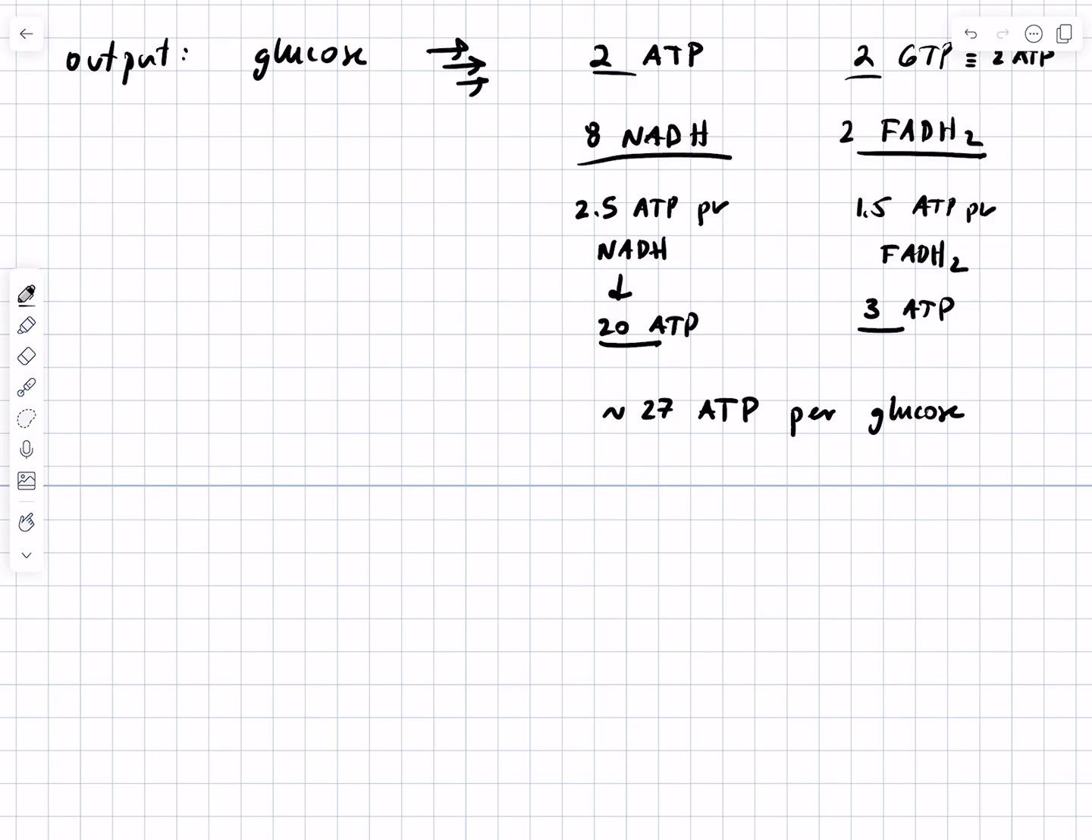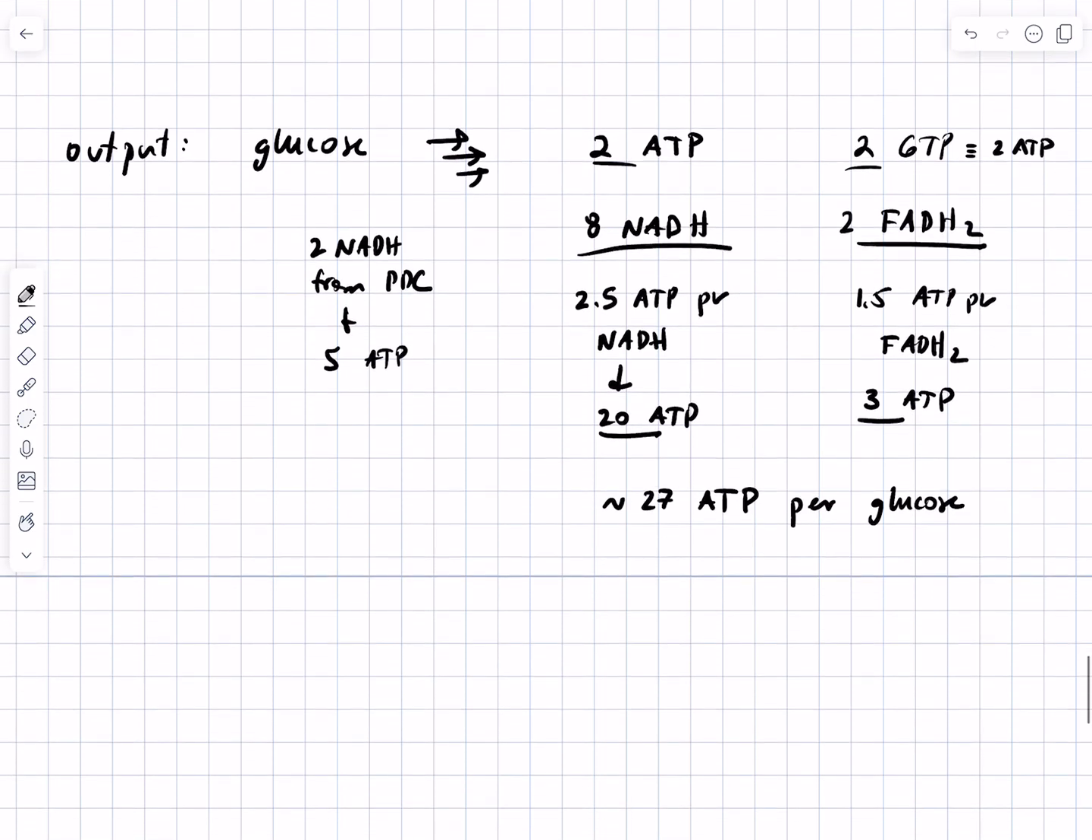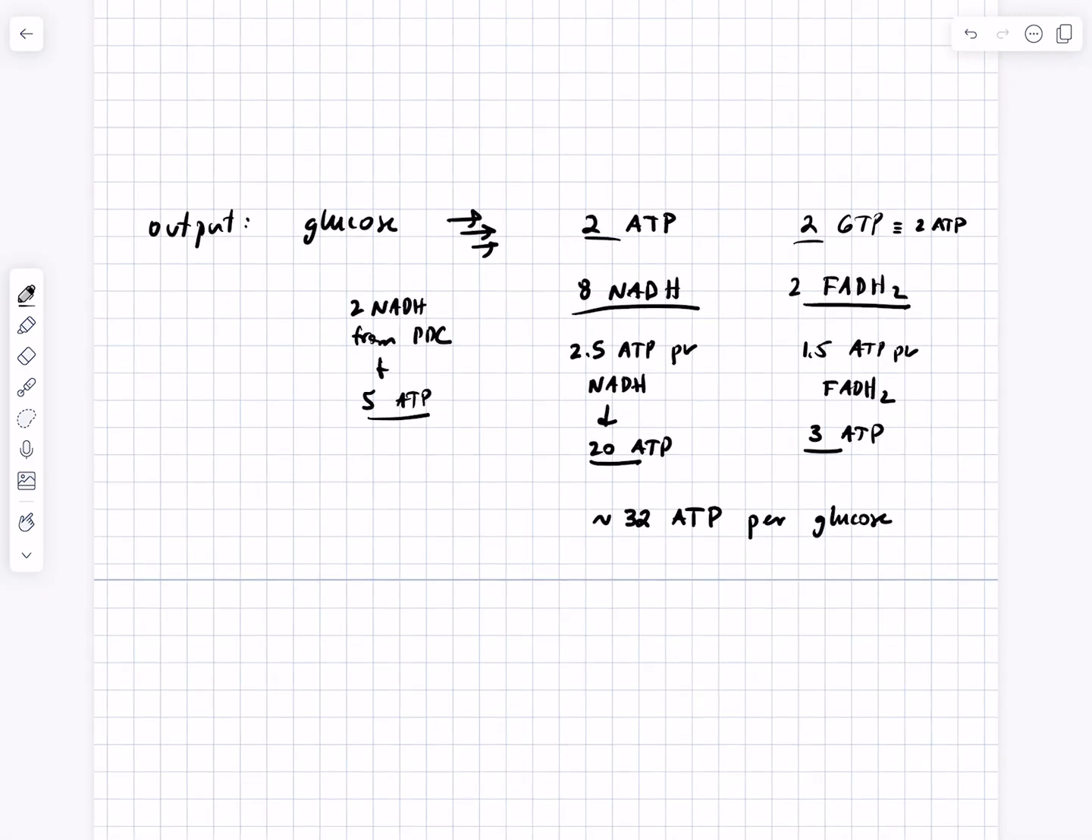Do we consider the 2 NADHs that might come from conversion of pyruvate to acetyl-CoA? Oh, we didn't do that, did we? Okay, so actually, plus 2, thank you for that. It's 2 NADHs from the PDC. So that's going to be another 5 ATP, right? Yes? So actually, erase that. 32? Yes. Okay, 32 molecules of ATP per glucose.